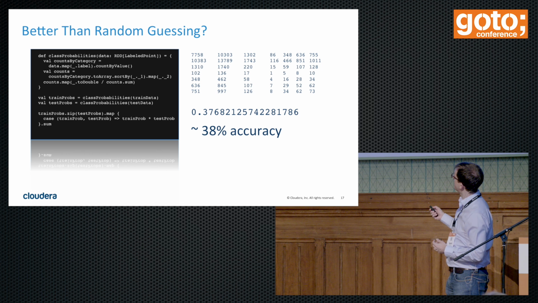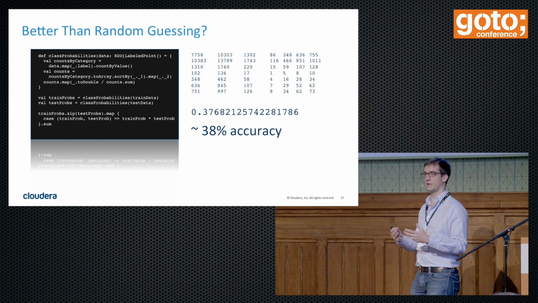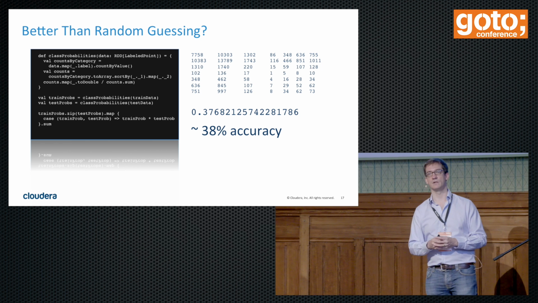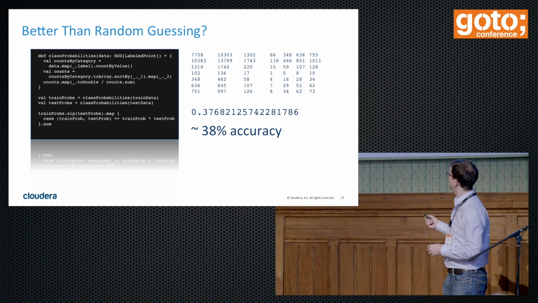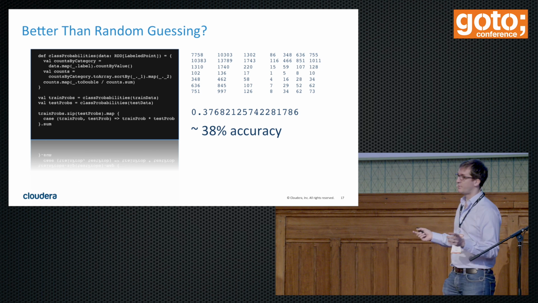So that's us taking the label out of each point and counting them up, and then just producing proportions, or probabilities, if you will, out of that. So this is just counts divided by the sum of the counts. Yep. I do that for the train and test set, and then put them together.